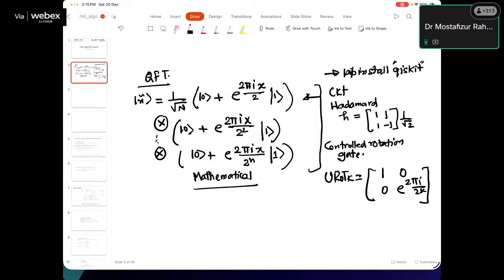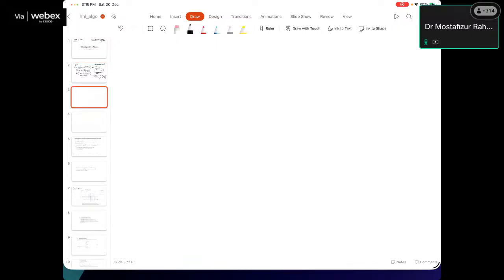So this is the second part, right? And if I say the controlled gates in circuit. So for example, if it is a single C0 gate, right?